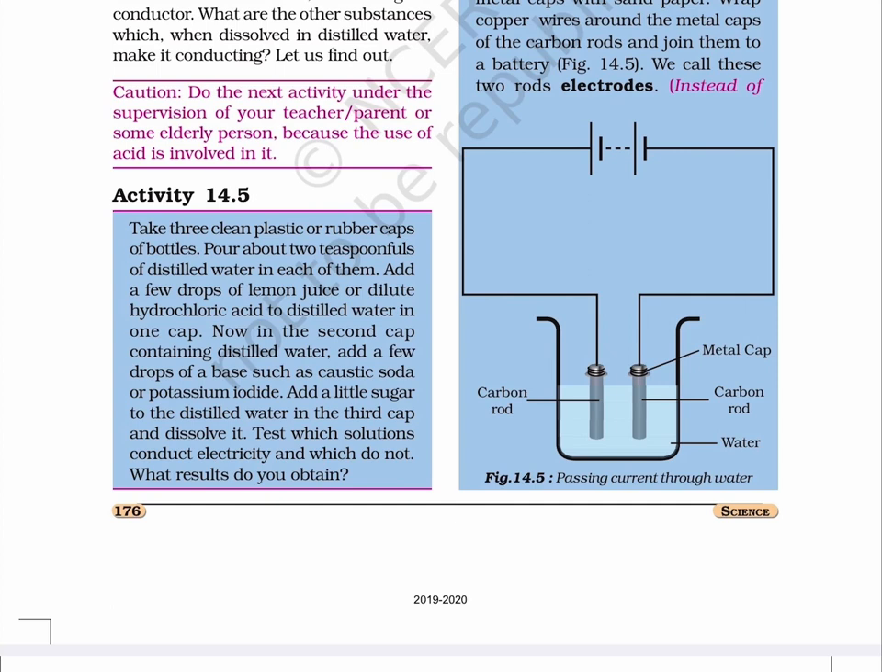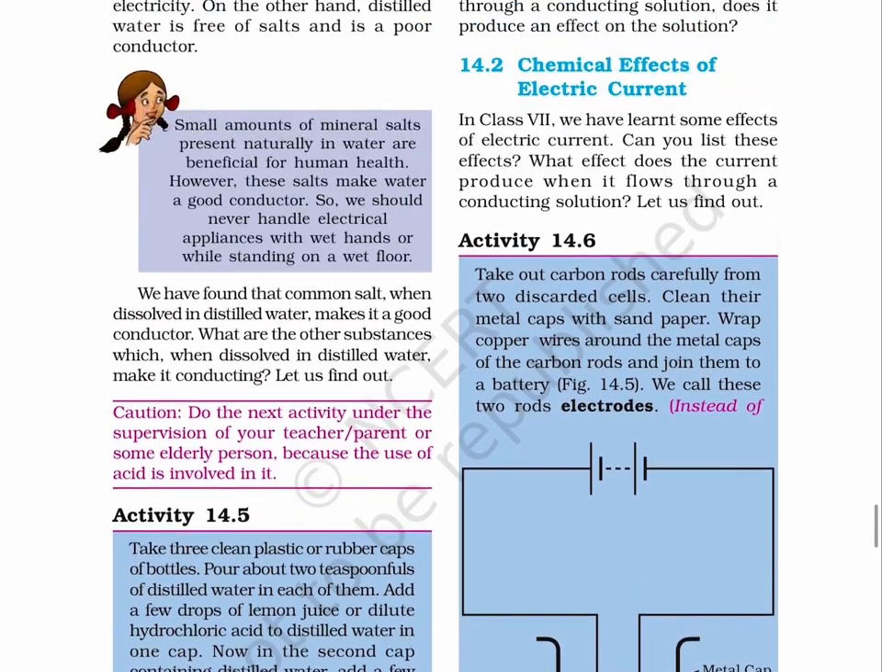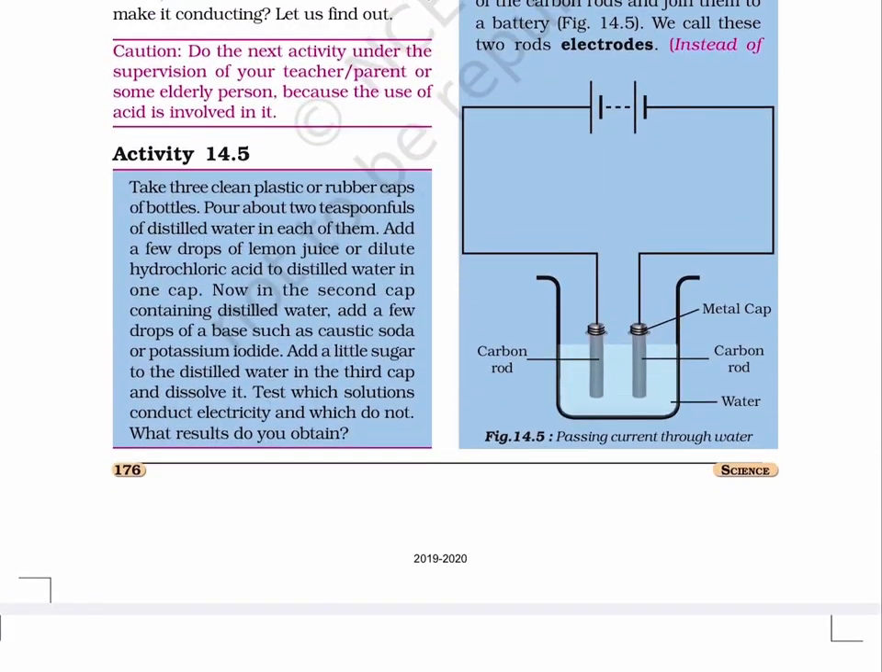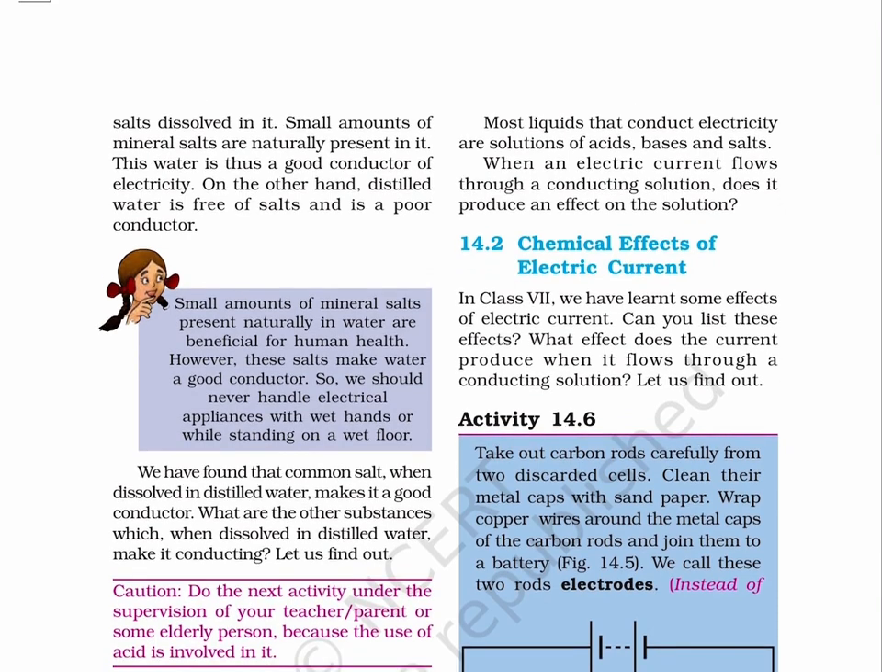Now, in the second cap containing distilled water, add a few drops of a base such as caustic soda or potassium iodide. Add a little sugar to the distilled water in the third cap and dissolve it. Test which solutions conduct electricity and which do not. What results do you obtain? Most liquids that conduct electricity are solutions of acids, bases, and salts. When an electric current flows through a conducting solution, does it produce an effect on the solution?